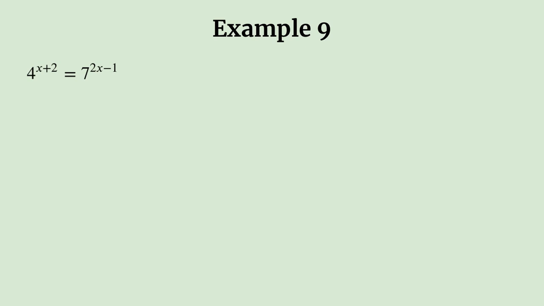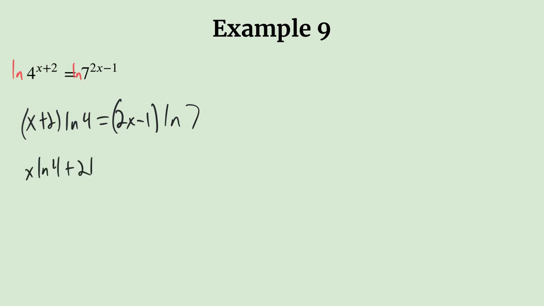Last one here. Again, we could do log, but we're in the natural log chapter, so here we are. So then we have x plus 2 in parentheses, because that's a whole quantity, times the natural log of 4 equals 2x minus 1, natural log of 7. We want to get these x's by itself, so we're going to distribute out. We're going to have x natural log of 4 plus 2 natural log of 4 equals 2x natural log of 7 minus natural log of 7.